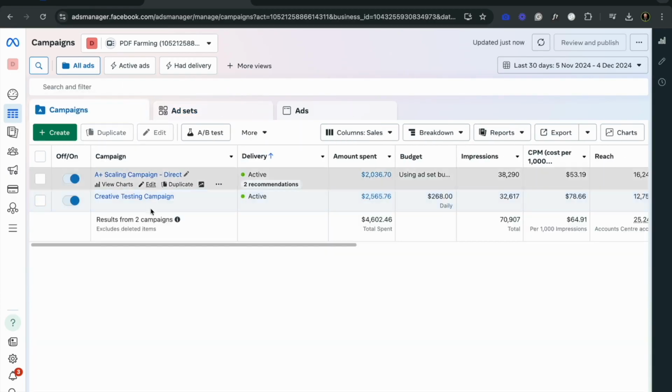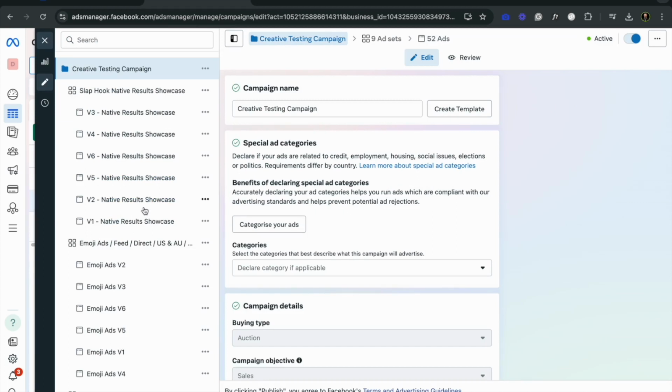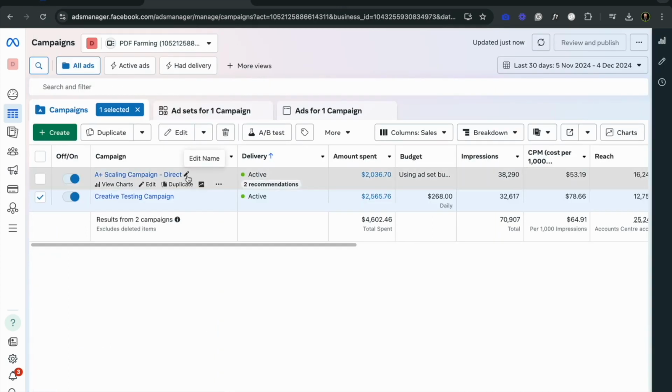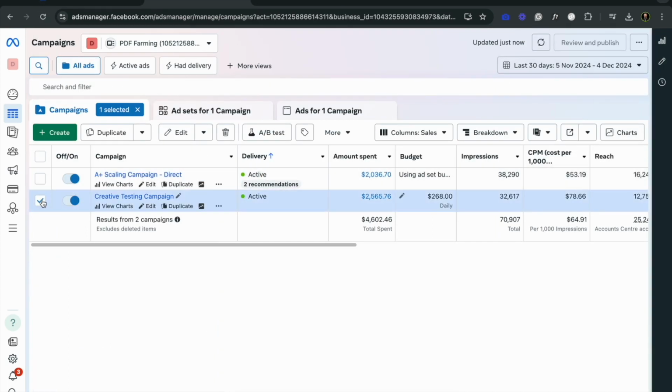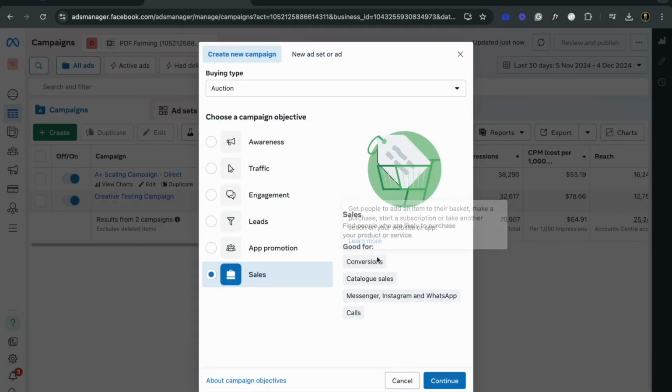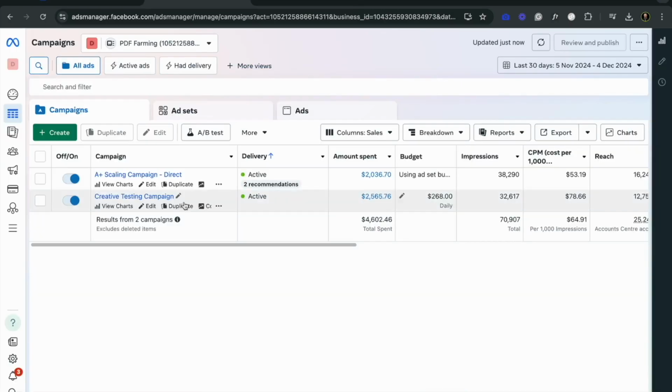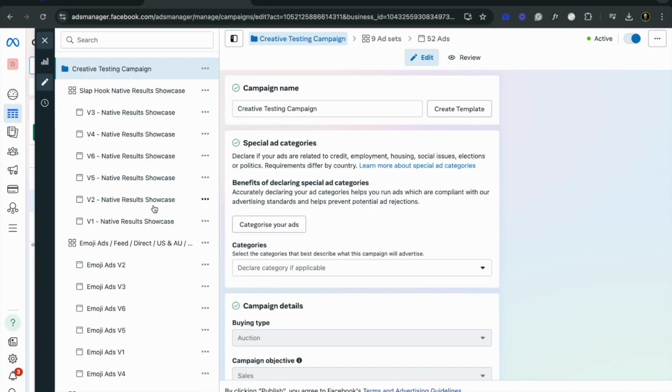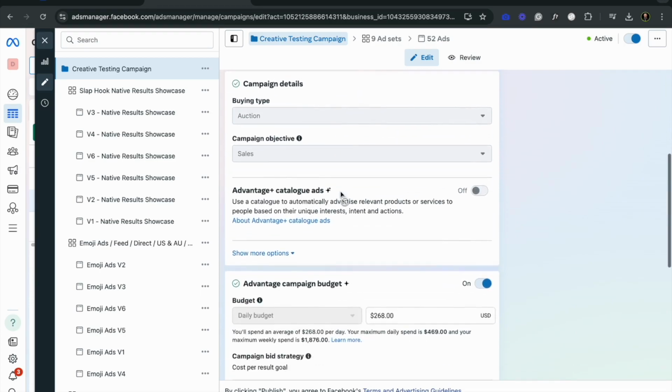So let me show you how to actually set up the creative testing campaign. So if you haven't ever used Meta Ads before, by the way, okay, you just go to create new campaign, and it's always going to be sales and it's going to be conversions. Okay, so just do that, and then I'll show you the settings that we use to set it up inside here. So no fancy names here, and let's just call it creative testing campaign.